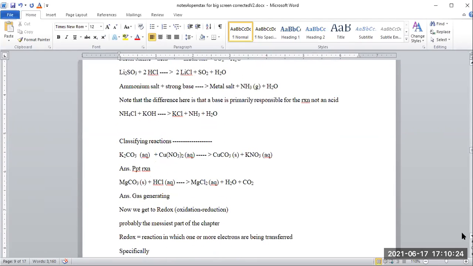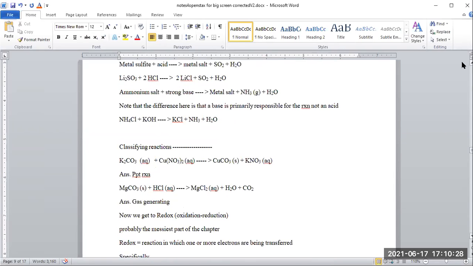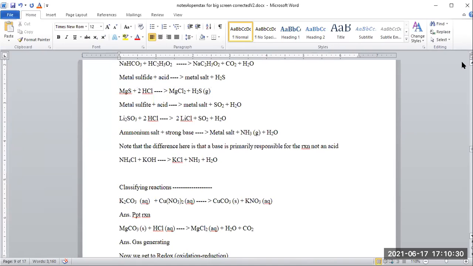Something else that kind of falls in with this, and this is actually where I'm going to end here, is being able to look at reactions and have an idea where you're going with them. Classifying them is sort of what we're talking about here. Can I look at it and tell something about the reaction based upon the way it looks?